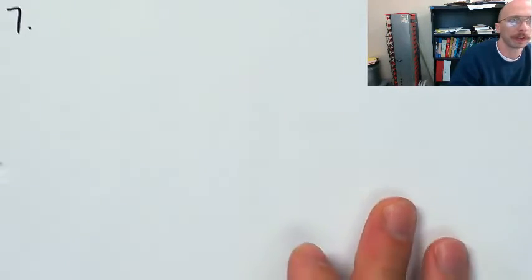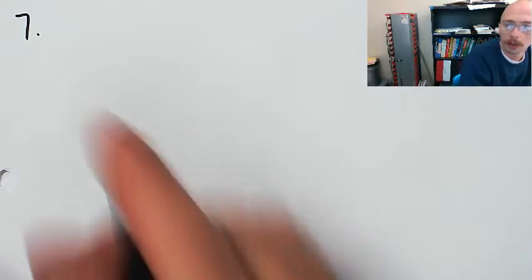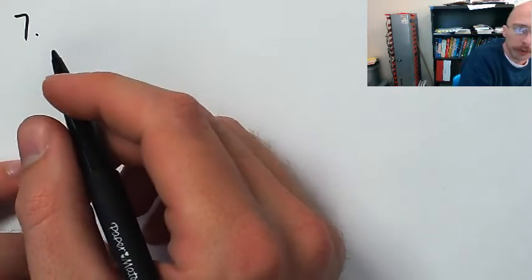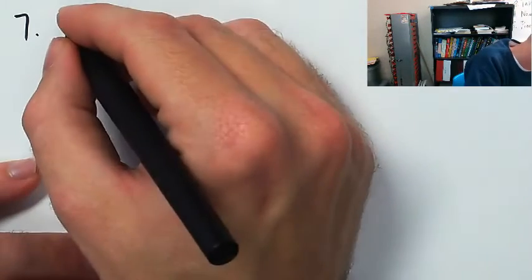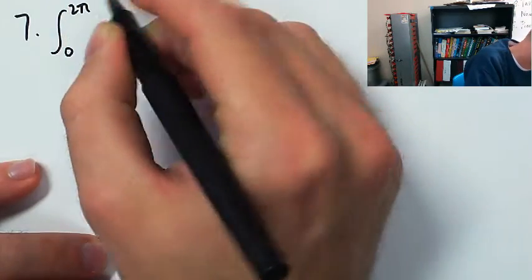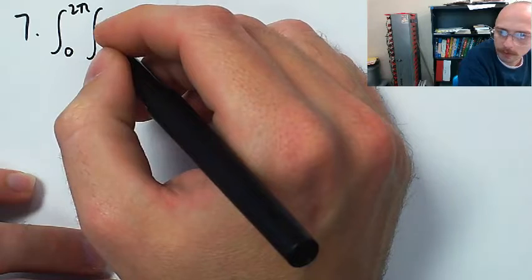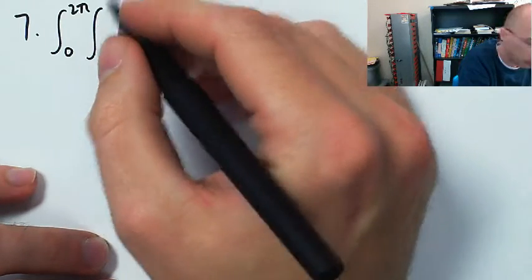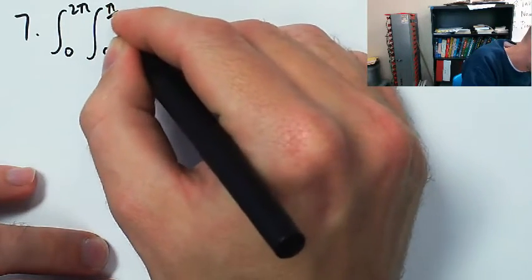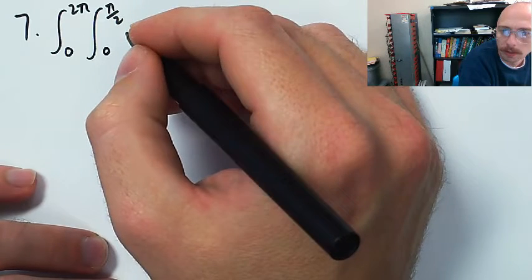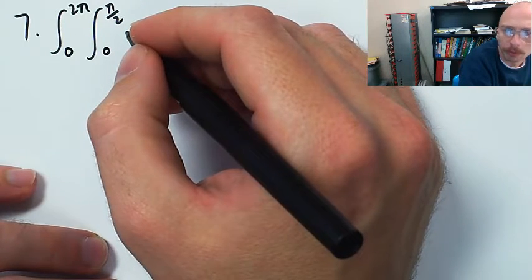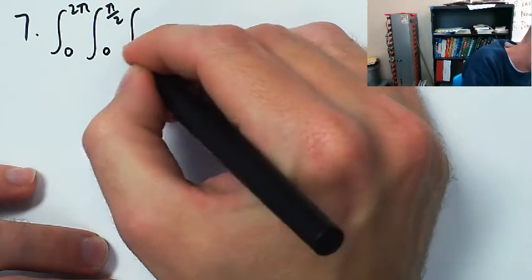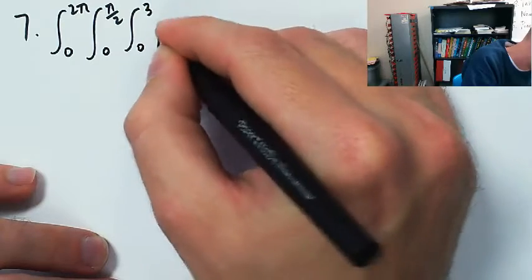Okay, let's get those drawings off screen. That's really bad. All right, 0 to 2 pi on theta, 0 to pi over 2 on phi, and then rho going from 0 to 3.